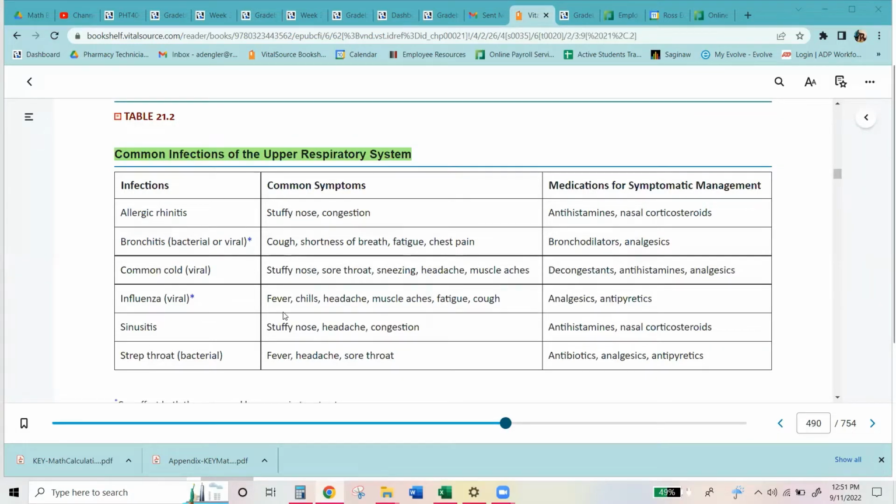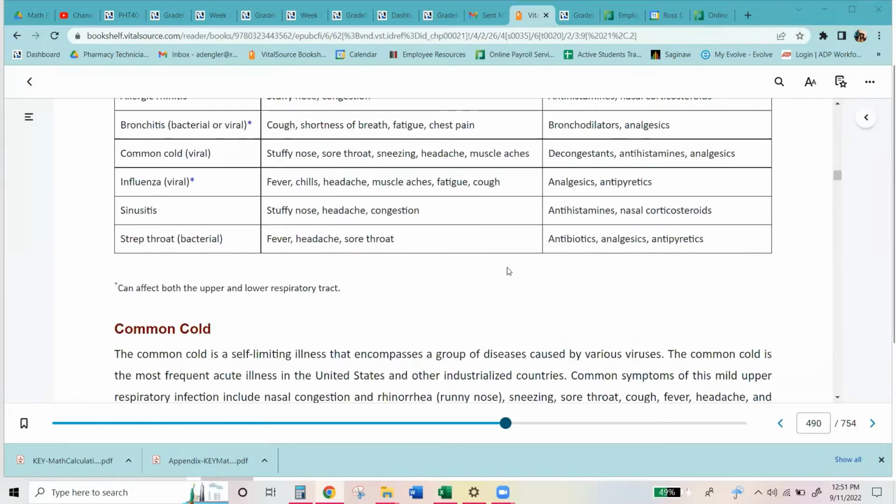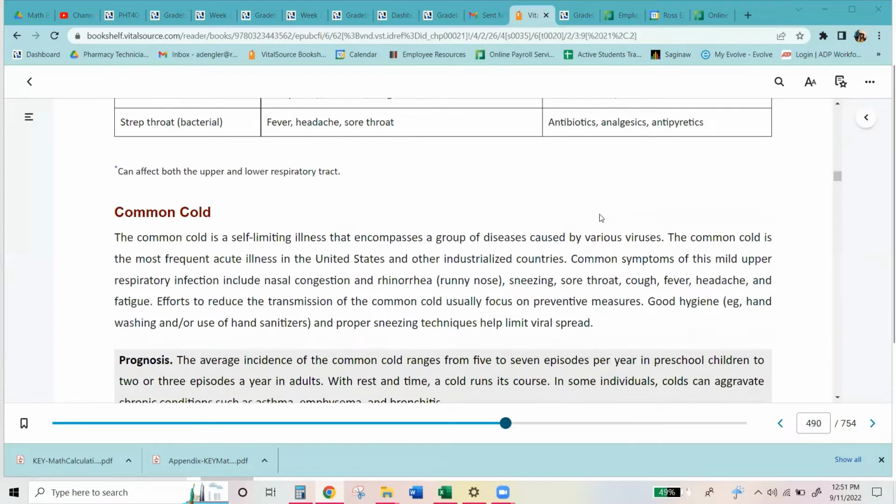For influenza, fever, chills, headache, muscle aches, fatigue, and cough, analgesics and antipyretics are used to treat those. The common cold is a self-limiting illness that encompasses a group of diseases caused by various viruses. The common cold is the most frequent acute illness in the United States and other industrialized countries. Common symptoms of the upper respiratory infection include nasal congestion, runny nose, sneezing, sore throat, cough, fever, headache, and fatigue.